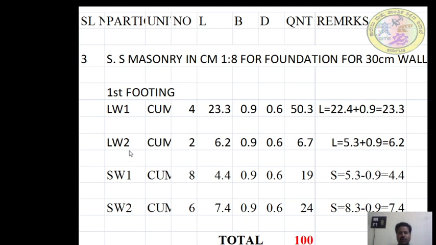So LW2, long wall 2. The length is equal to 5.3 plus, since it comes under the long wall, one depth is added, 6.2. Same as SW1, SW1. So the first footing quantity is 100 cubic meter.